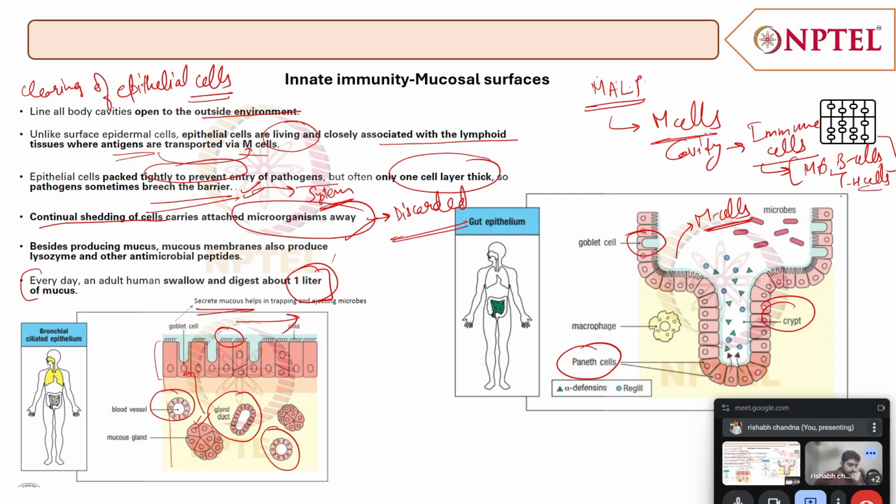So these Paneth cells help in release of the alpha defensin and the Reg proteins. And there are certain immune cells that are also present here like macrophages or the dendritic cells that help in trapping the microorganism, phagocytosing it. So this was the basic idea about the mucosal membranes. If you guys have any doubt, you can ask.